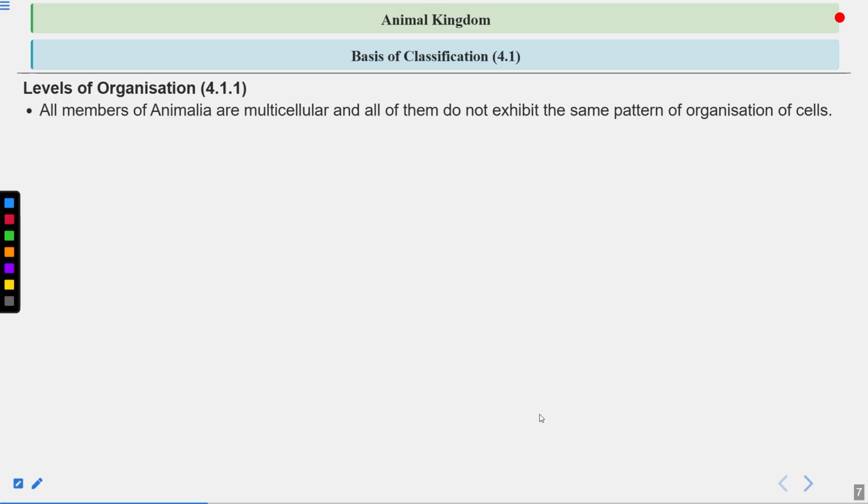Multicellular, what type of organization? Whether they have the cellular level of organization, whether they are forming tissues, whether there is any organ system, or only organs. That is what we are going to study, right?